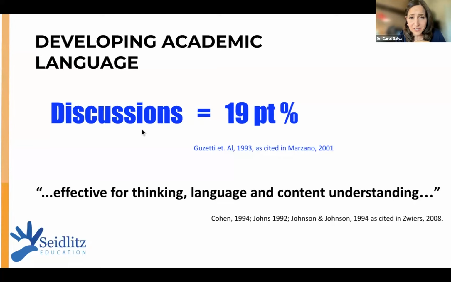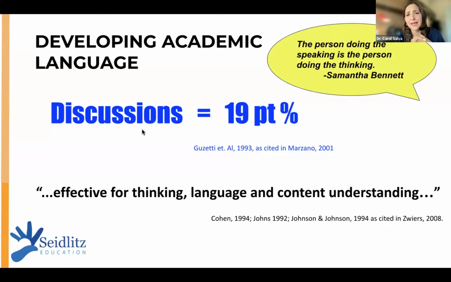I love this quote by Samantha Bennett. The person doing the speaking is the person doing the thinking. The person doing the thinking is the one doing the learning. So I used to think I had to do all the speaking because I'm the only one in my newcomer class that speaks English. Well, after about 6 minutes, they're tuned out anyway. I need to allow them to use all their language. But if you have a language target in English, a little language goal in English, I know I'm moving English every day. So how does that make sense for math, science, social studies teachers?